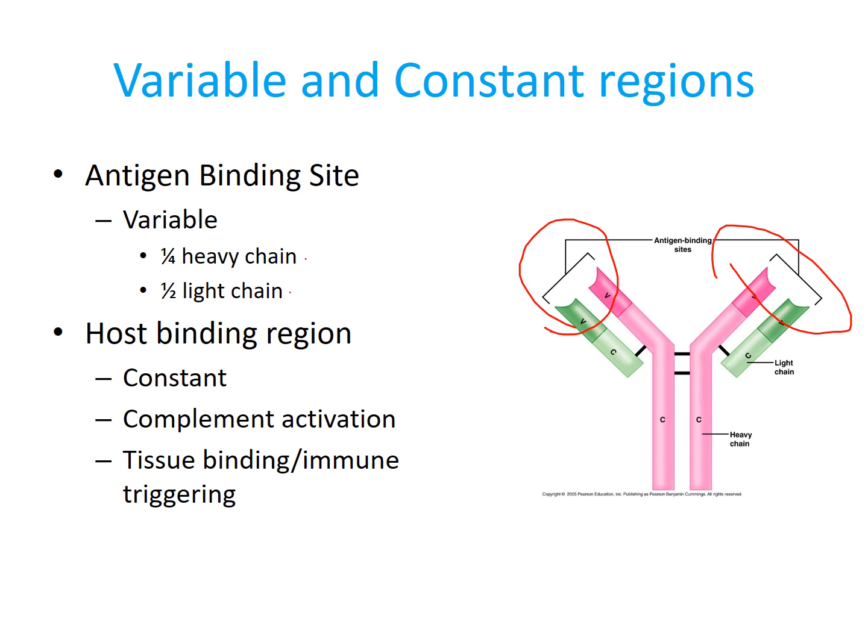The remainder of the molecule has to remain constant. Somebody has to know what's going on here, okay? That's the host binding region. So this is the constant region that your immune cells can bind to, okay? And that's where you have complement activation, which is generally down here on the heavy chain, and then the tissue binding or immune triggering region, which again is your C' region, okay?